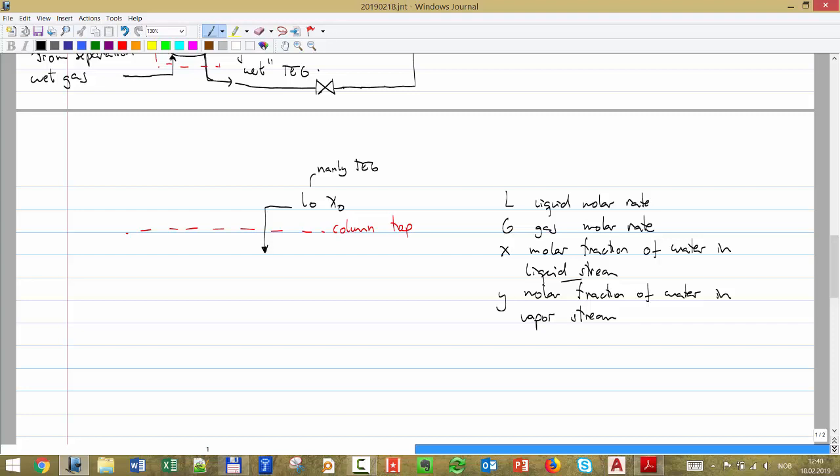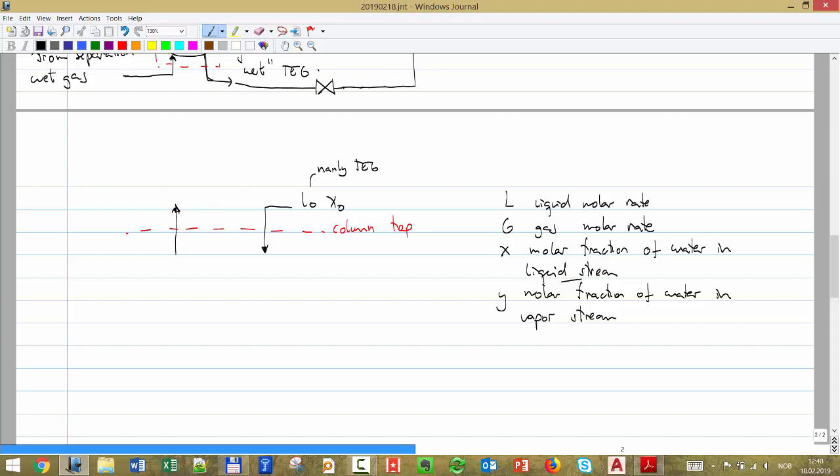Now what comes out of the column top? Out of the column top comes the gas, that I'm going to call G, and that will be G1. You will see very soon why I use that nomenclature. And Y1, which means the mole fraction of water in that stream.